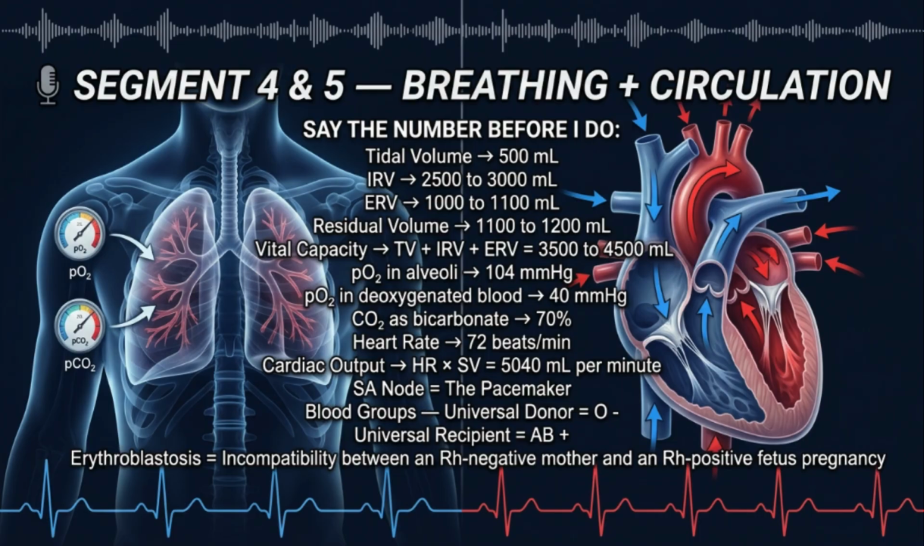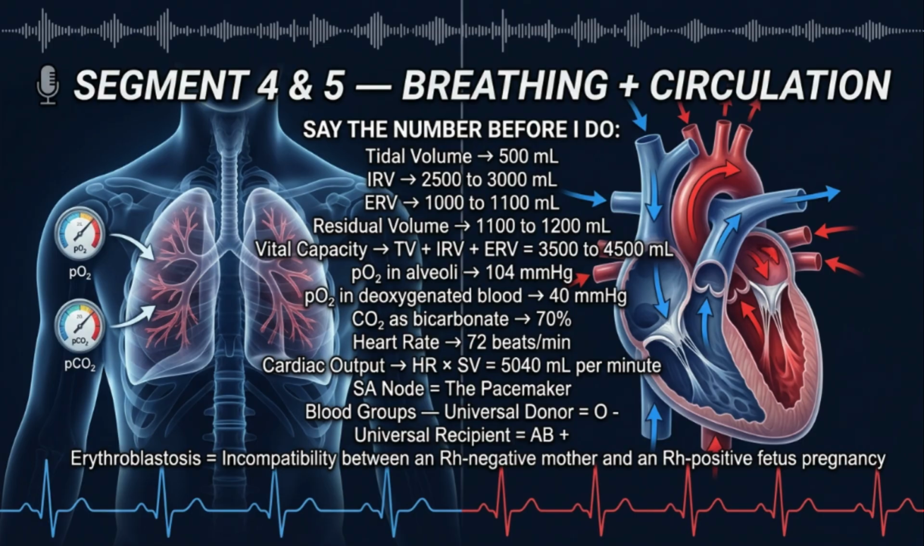The chloride shift. When CO2 enters the RBC, it reacts with water to form carbonic acid, which dissociates into bicarbonate and hydrogen ions. Bicarbonate moves out of the RBC into plasma. To maintain electrical neutrality, chloride ions move into the RBC. This is the chloride shift, and NEET has asked the direction of chloride movement directly.